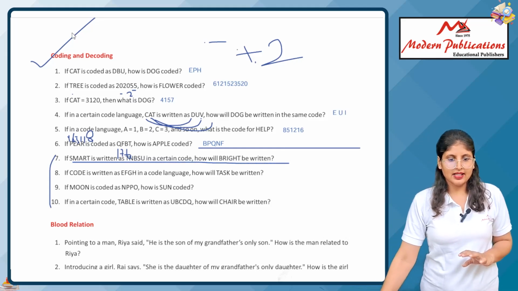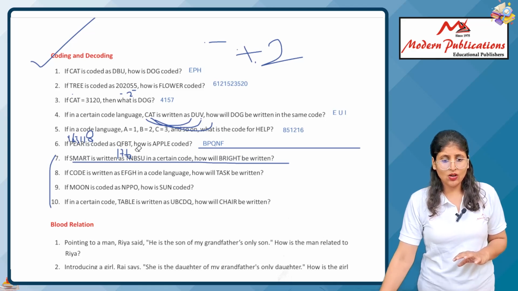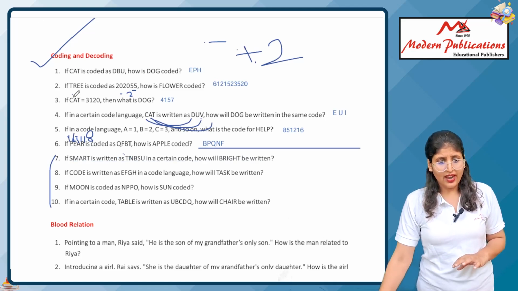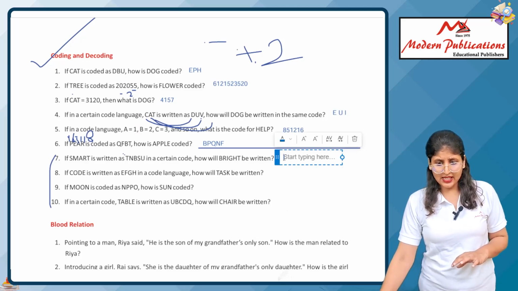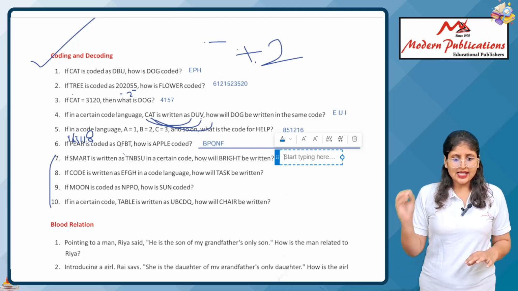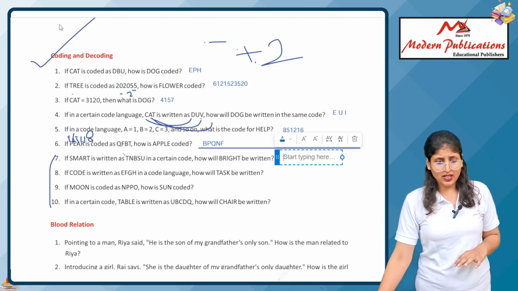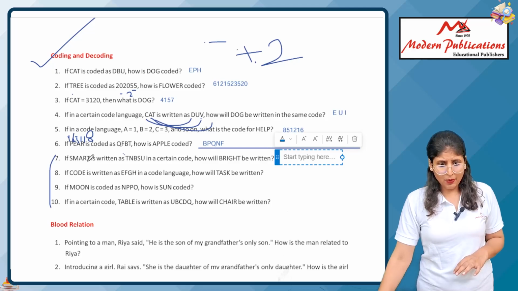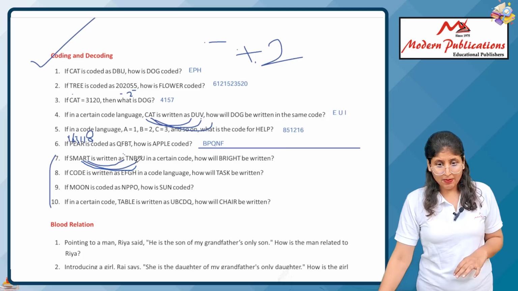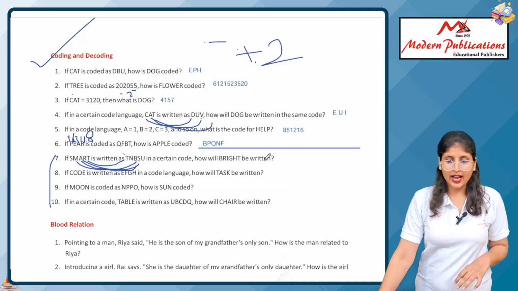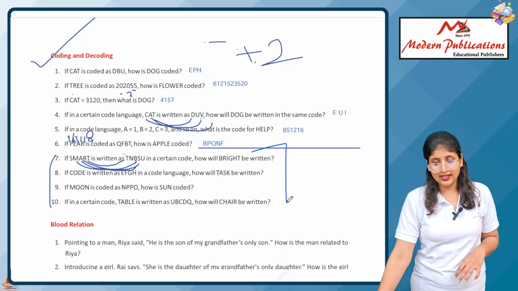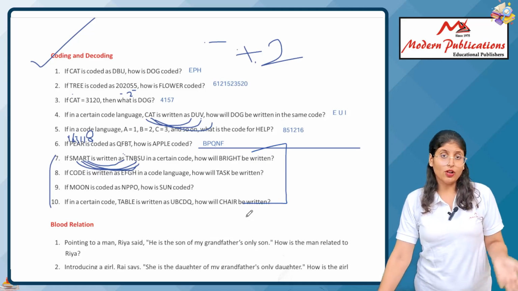For example, let's see this 7th one. It's all easy. If something is not clear to you, I will solve it for you. For example, 7. SMART is written as TNBS, means it's opposite, reciprocal. T comes last, so it comes first, then R, then A plus 1 is B, then S. Like this you are doing. So how will we write bright? Let's try all these things, maybe it's useful.